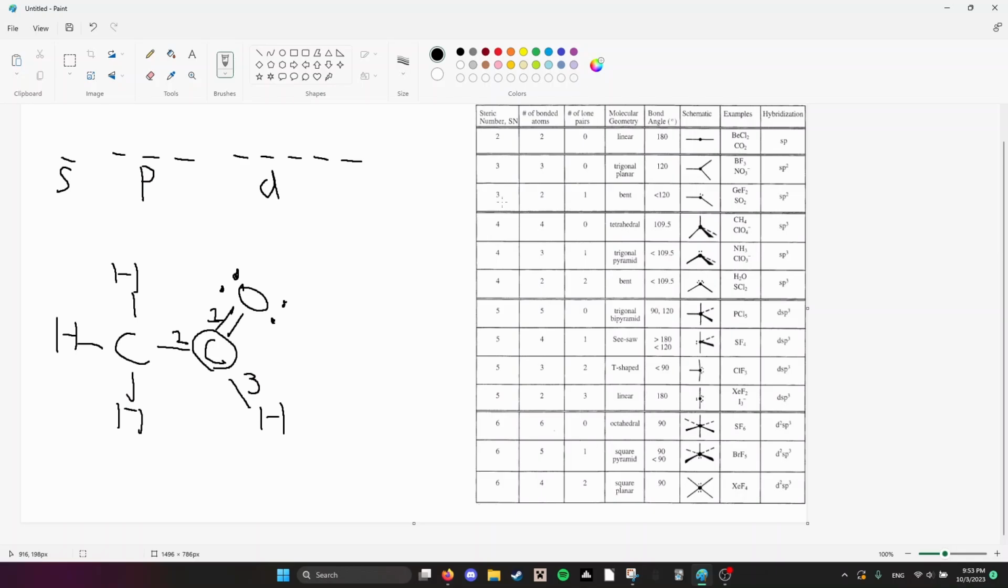Perfect. How many atoms bonded do we have? We have 1 carbon, 1 hydrogen, 1 oxygen. And this is following the chart from the left. You can also follow it from the right if you want. So we have 3 atoms, 0 lone pairs. That means our geometry on this is going to be trigonal planar. So I'm just going to write trigonal planar.